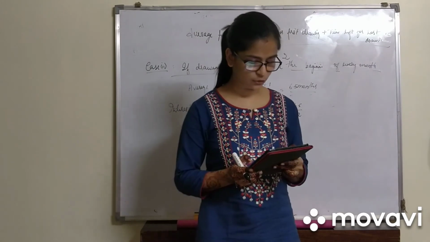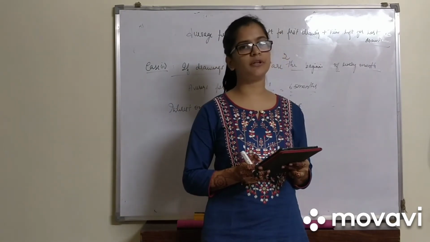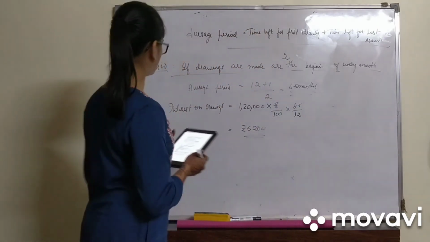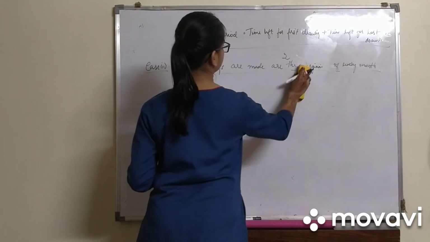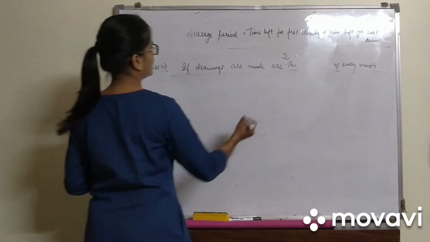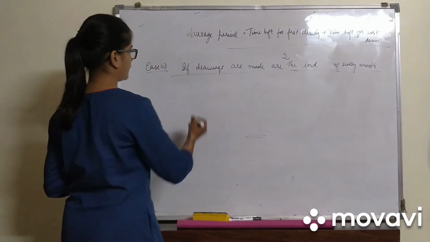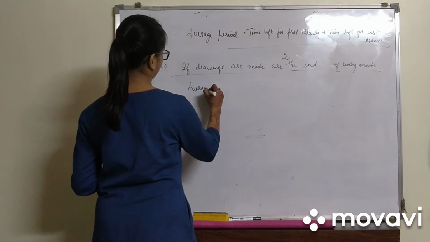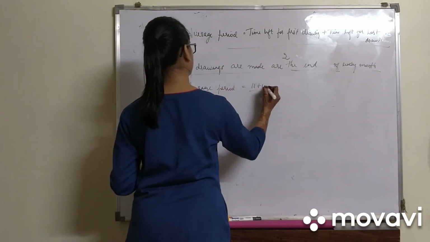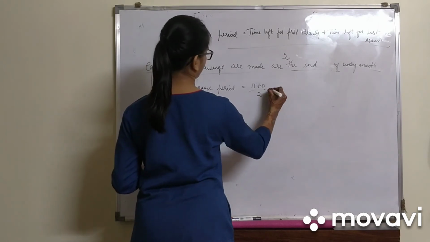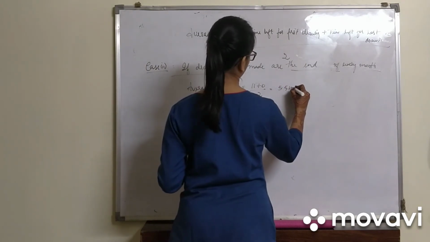Next, what is the case 2? B draws 10,000 from the firm at the end of every month. So write down case 2. If drawings are made at the end of every month, under that next line, average period is equal to 11 plus 0 divided by 2. How much is it? 5.5 months.